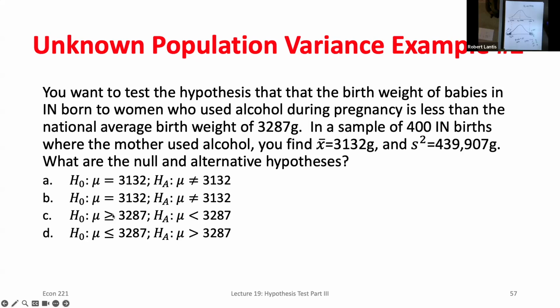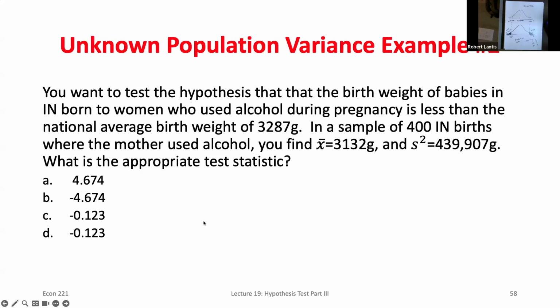I assume the opposite is true. So here's what I assume to be true. The mean is greater than or equal to that value of 3,287. I find some evidence that it is not greater than that. I find evidence that actually supports the alternative. But is it strong enough evidence that I can reject this null, right? So here, if I look at my alternative hypothesis, I've got a less than sign, so left-tailed test, right?